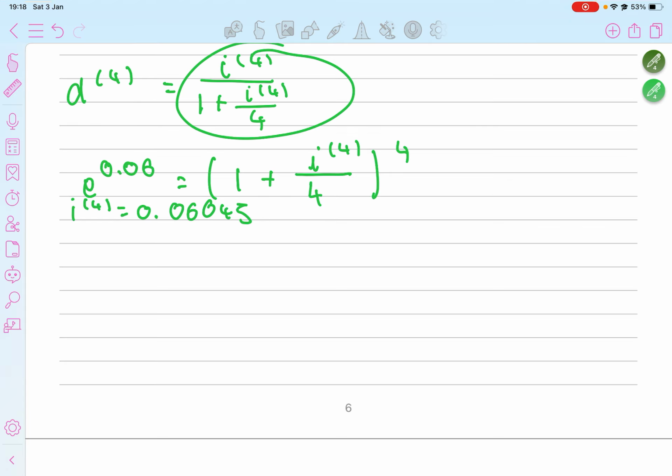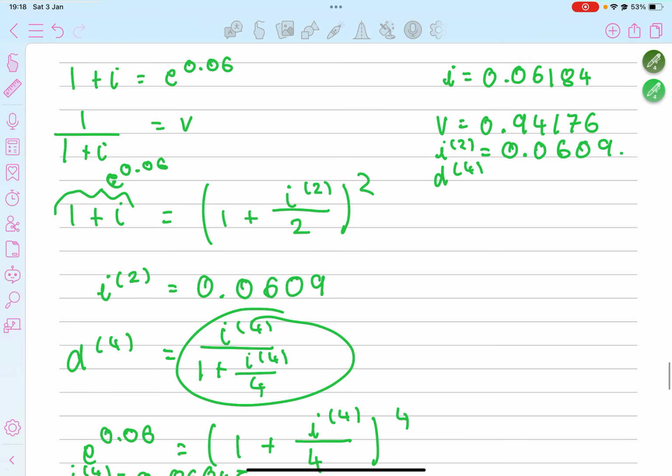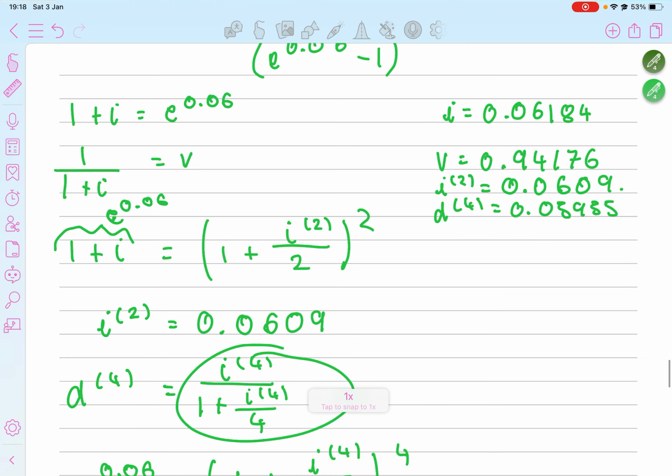I'm going to use the exact value in my calculator though, and then using this equation, I'm going to convert it into d4 now. So that over 1 plus answer over 4 is equal to 0.05955. So d4 is equal to 0.05955. Is there anything else I had to do? No, that's A, B, C, and D. So let me just make sure that's right real quick. 0.94176, yep. Yes, okay. That is true.